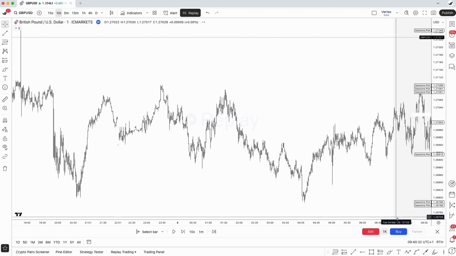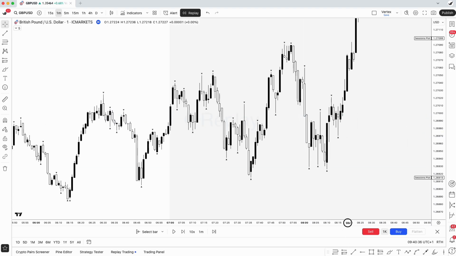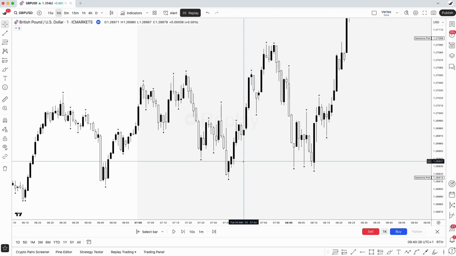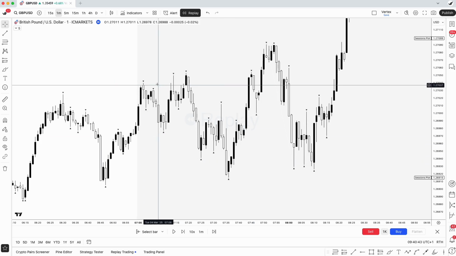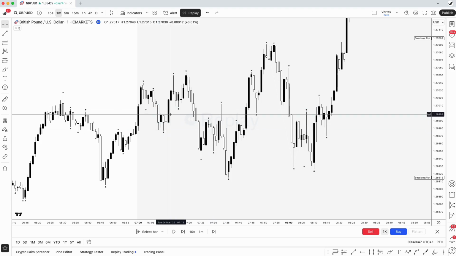And let's see what happens from here. Okay, so let's start looking. Essentially we're looking for bearish sweeps, and then we're looking to buy. So already I can see we have a sweep here, and this eventually gets triggered on this candle here. So let's place our order.